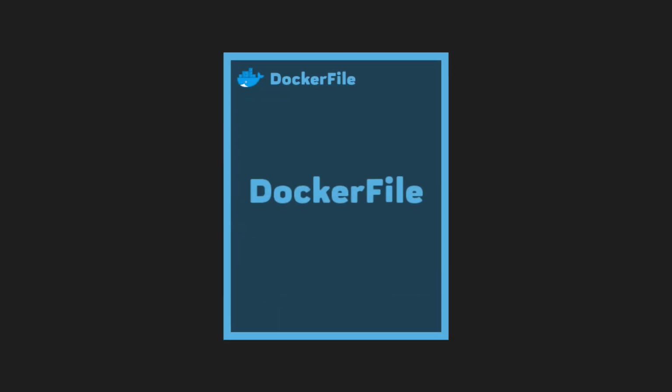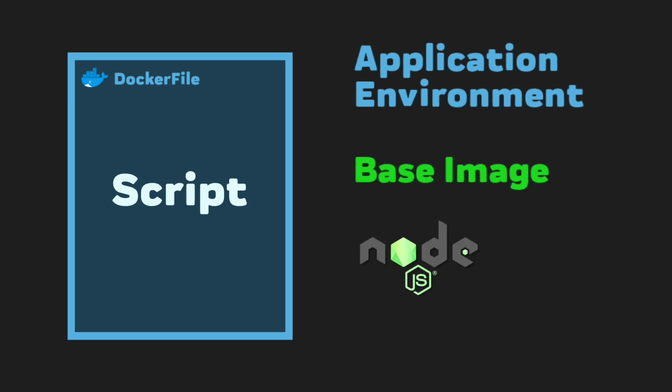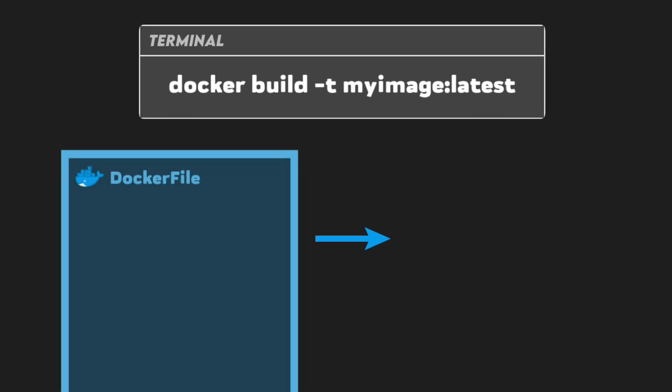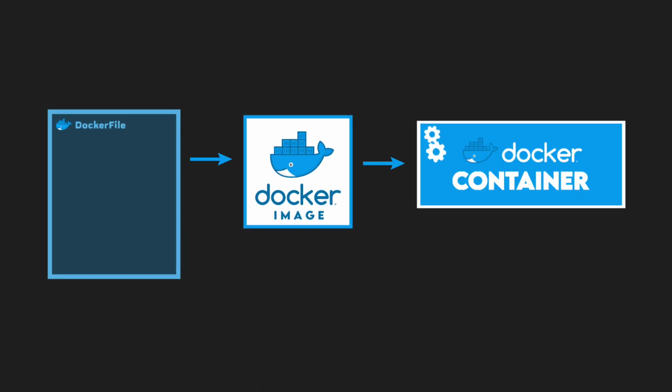To create an image, you can write a Dockerfile. This Dockerfile is essentially a script that outlines how to build your app's environment. It specifies things like the base image, for example, Node.js, the libraries to install, and the commands to copy your app's code and start the application. With a single command, Docker takes this Dockerfile and generates an image for you. When the image is run, it spins up a container.